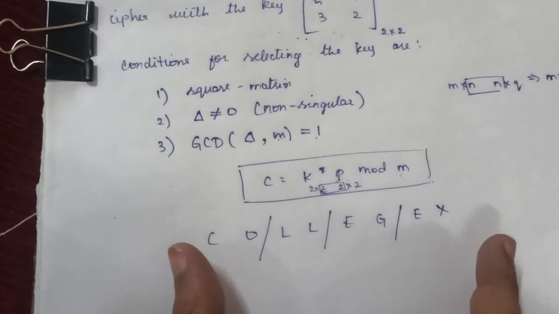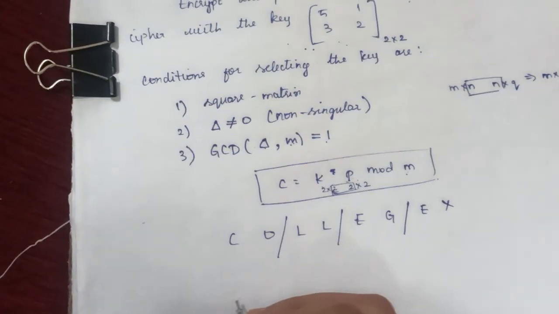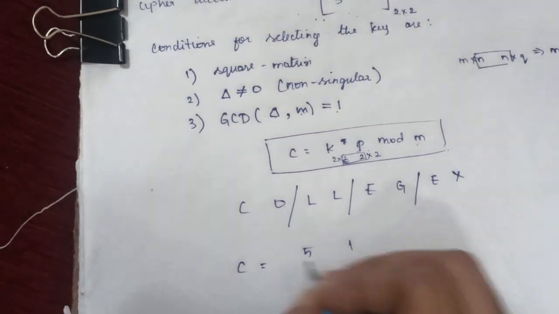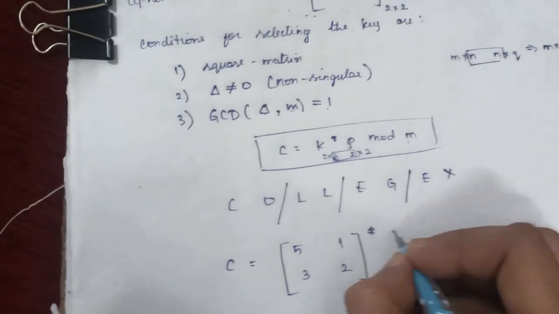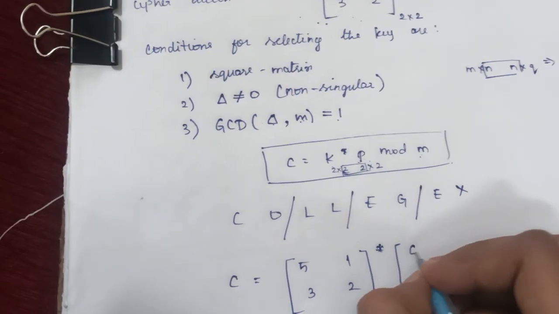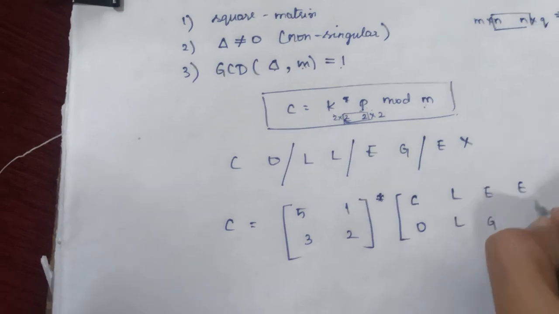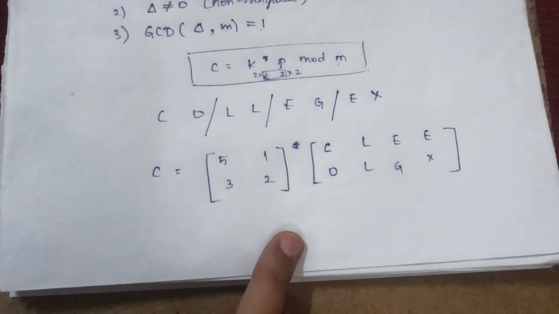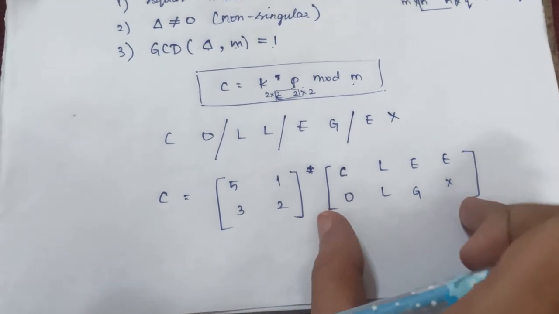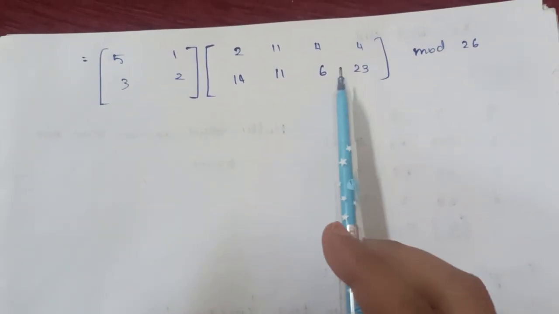Okay. Now we need the corresponding numerical positions for this. Let me write it like this. C is equal to, what is key? 5132 into, what is P? P, I have to list it vertically actually. C O L L E G E X. This is how it is written. Now we have to write the numerical equivalence of this particular matrix. Now the numerical position for the particular plain text matrix is written like this.